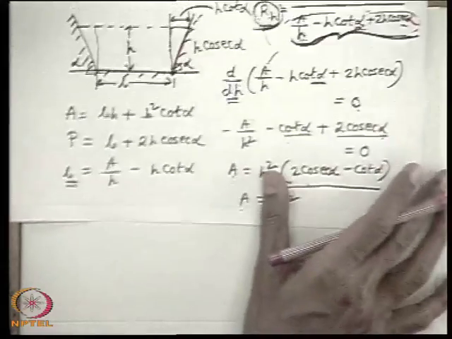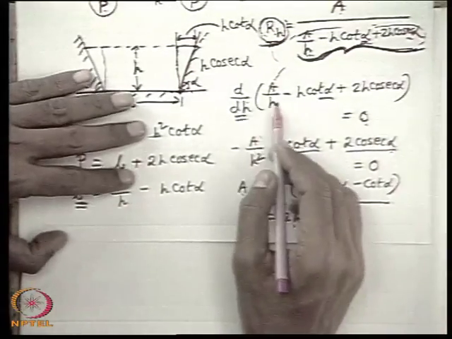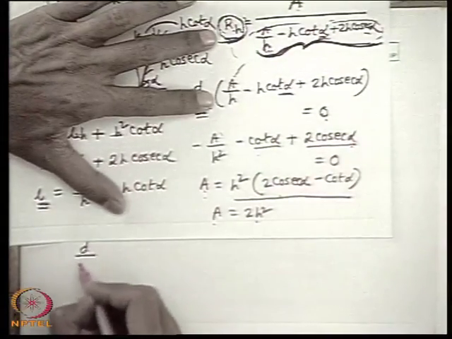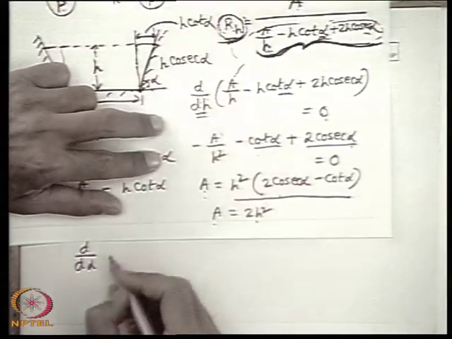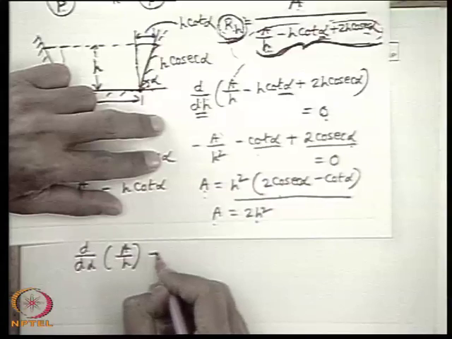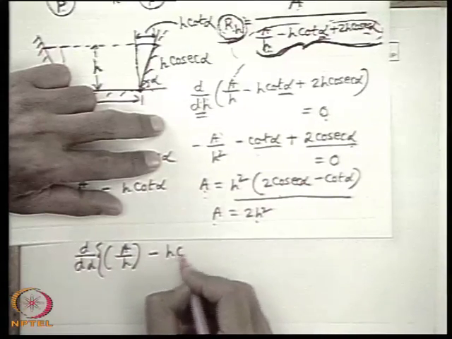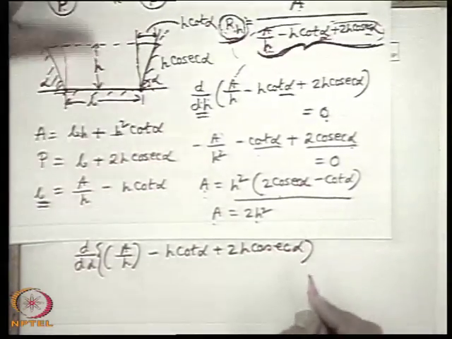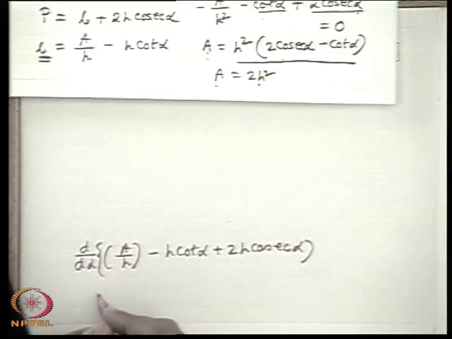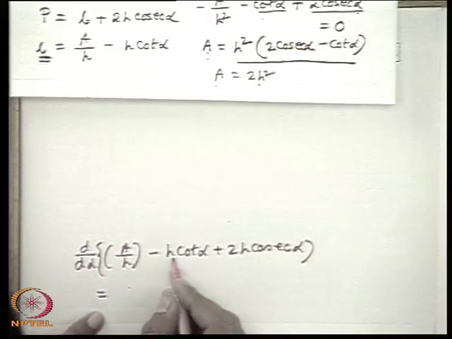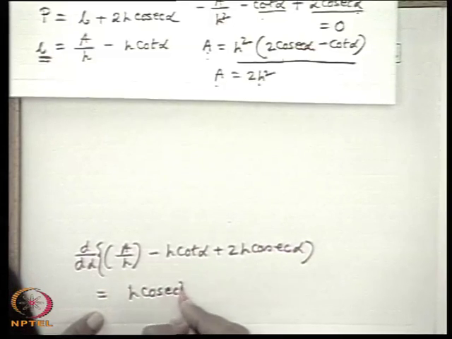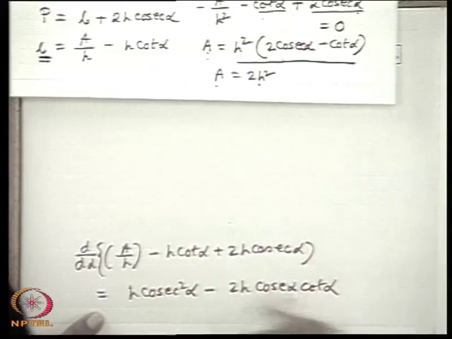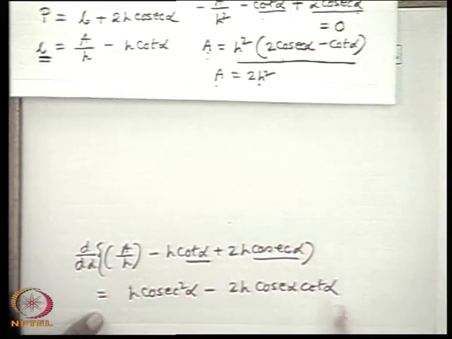If we do it, then we will see, if we differentiate it with respect to alpha, that means d by d alpha of this quantity, a by h minus h cot alpha plus twice h cosec alpha, then we find it is equal to minus h cot alpha, so h cosec square alpha minus 2h cosec alpha cot alpha, because the derivative of cot alpha is minus cosec square alpha and of cosec alpha is minus cosec alpha cot alpha.